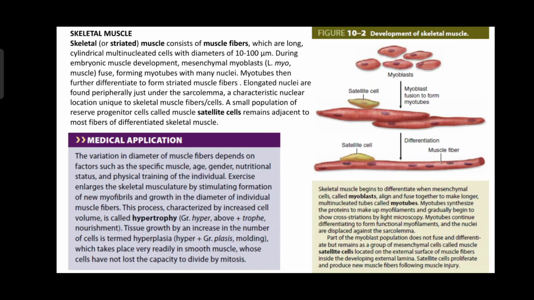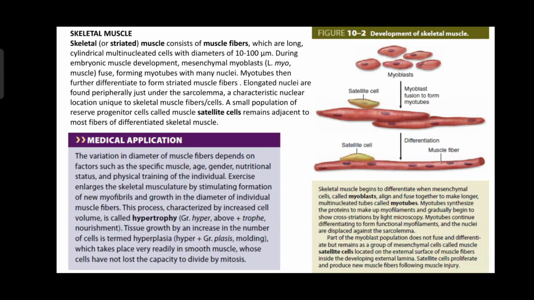Medical application: hypertrophy and hyperplasia. Hypertrophy is when we do exercise, and the myofilaments, actin and myosin filaments, in the muscle tissue grow. That is called hypertrophy. It is basically the increase in cell volume. Tissue growth by increasing the number of cells is hyperplasia.